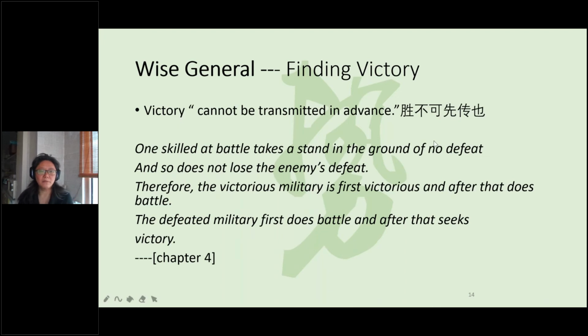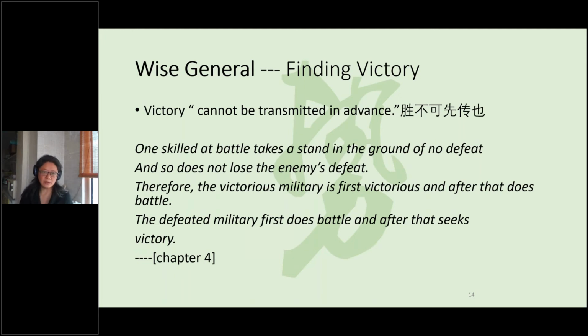And the last thing a wise general would do is what we call finding victory. Now, the interesting thing here is that the word is find victory rather than fight for victory. So what it means is that Sun Tzu believed that victory can be known, but not made. And what he is actually saying is that we cannot control or manipulate people. This is talking about leadership situations.